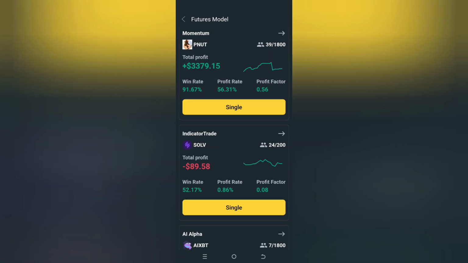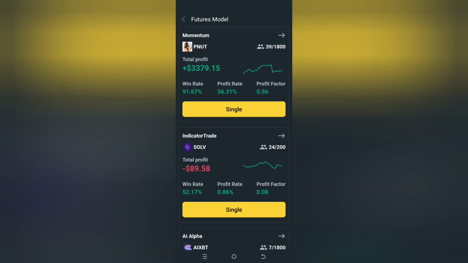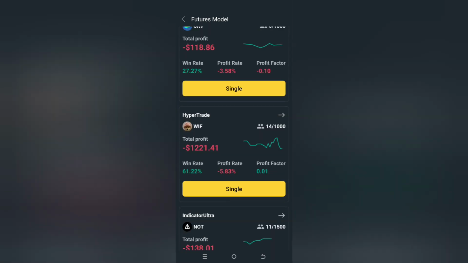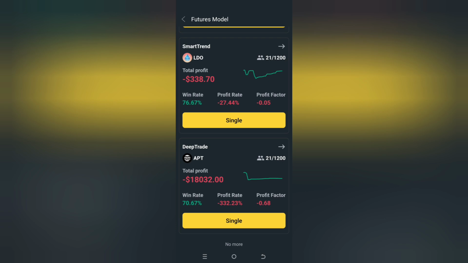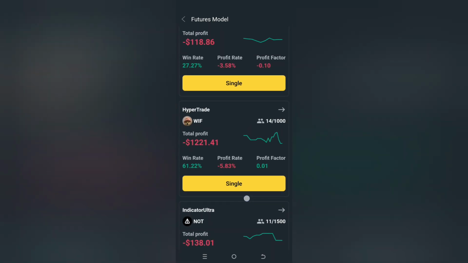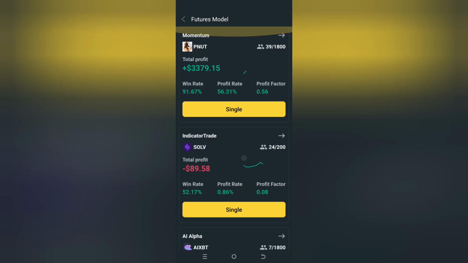As you can see, the people who are trading it now are 39 out of 1,800, and the total profit today is 3,379. Then here it is showing us that the win rate is 91%. So that win rate is bigger than all these other coins that they have given us, except these other two coins, which are LDO and APT, which are in the 70s. But most of these other ones have 27, 25 win rate percentage. So I'm going to set it now.